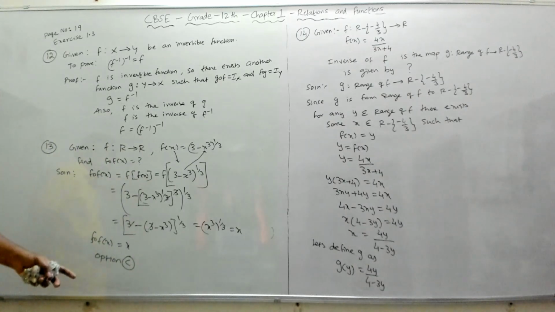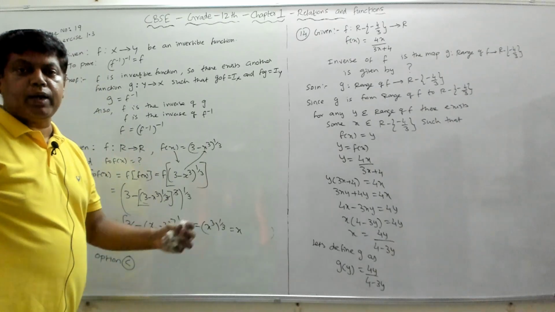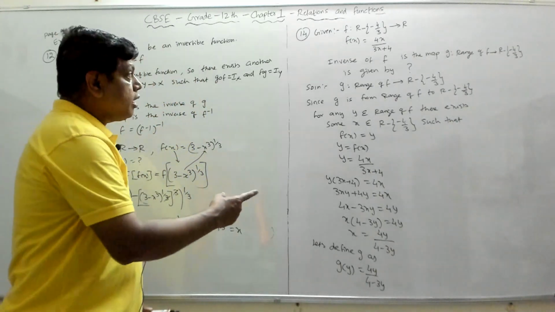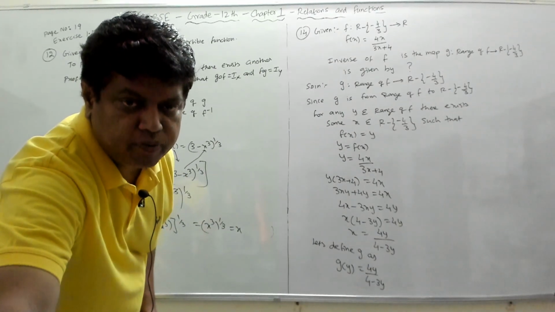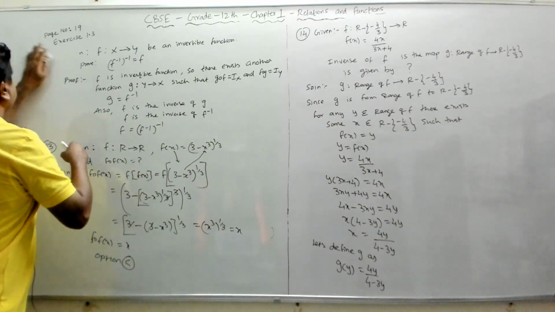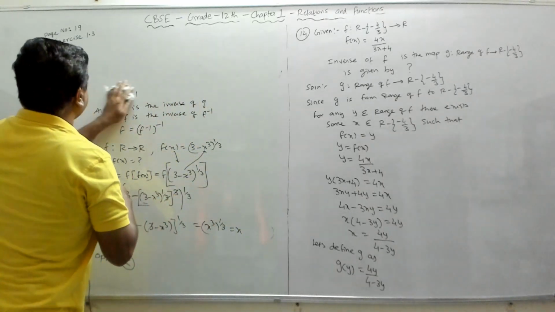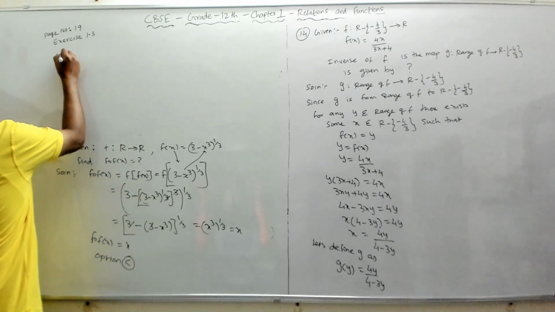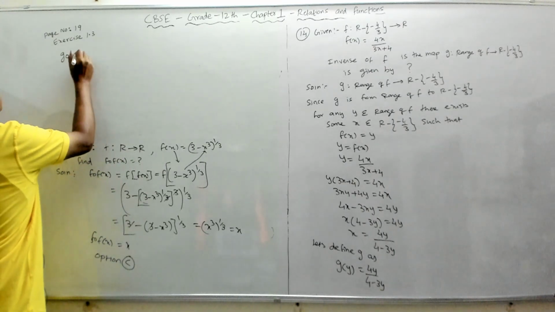Now, 4y/(4 - 3y) is there in option C, but that doesn't make this the inverse. We need to prove that g is the inverse of f. So how do you prove that? We have to find g of f and f of g, and prove that both are identity functions. Now let's find g of f of x. What is g of f?